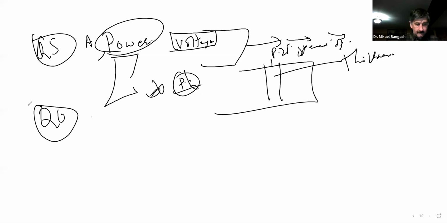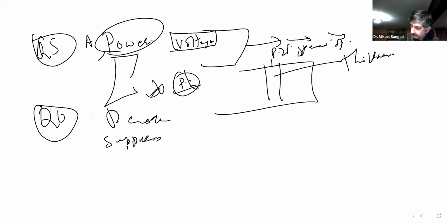Question number 6. What is it that they have given us? All of the following are functions of the receiver except. So they have given us four functions of the receiver, which are demodulation, suppression, amplification, and attenuation.